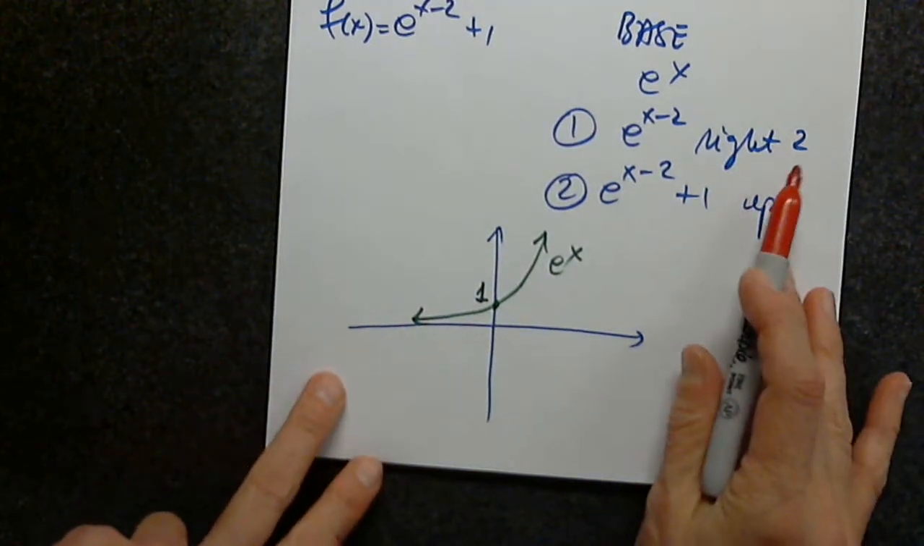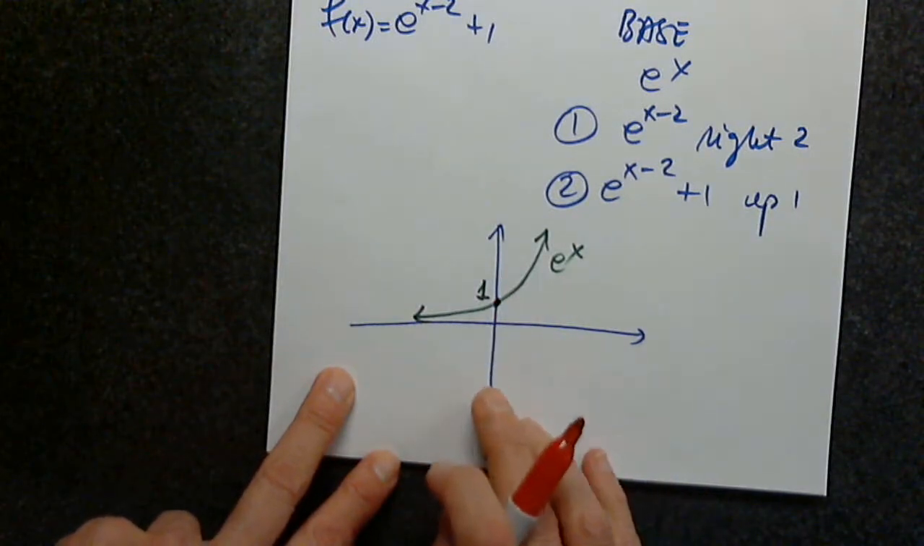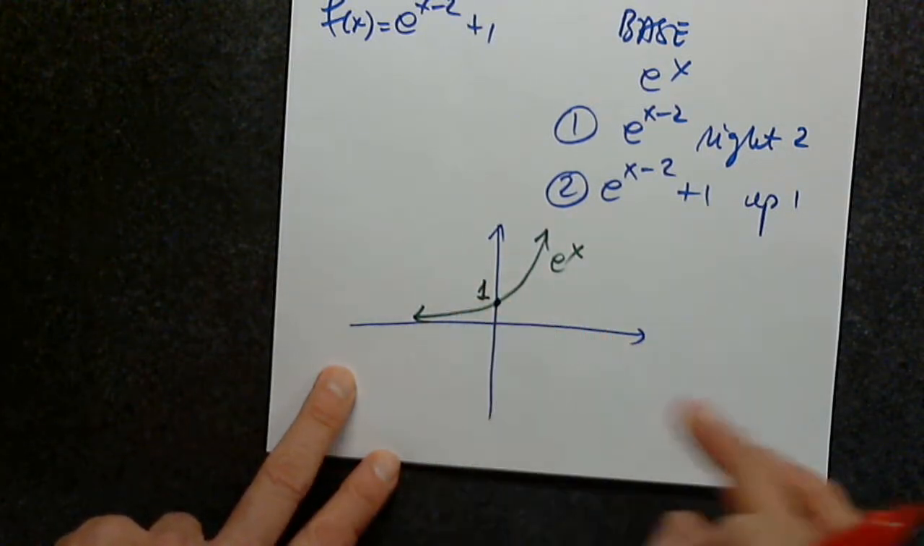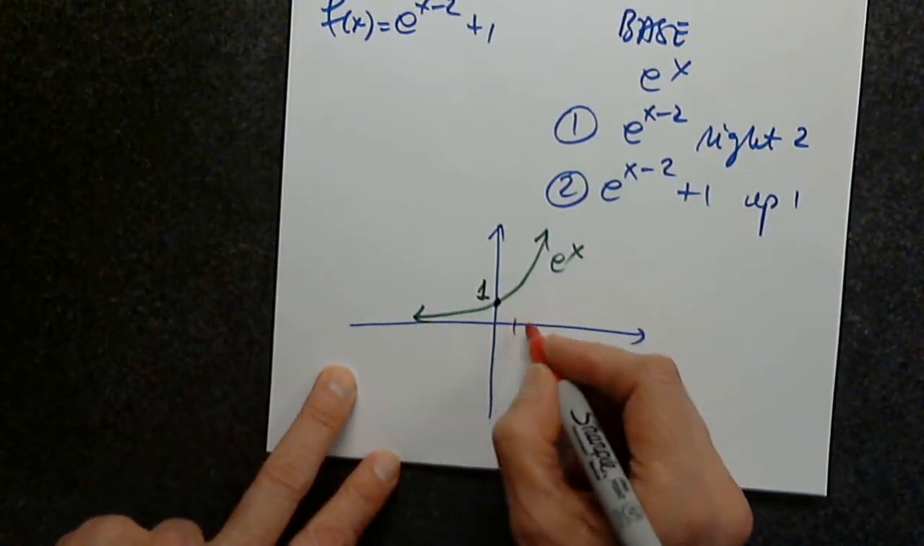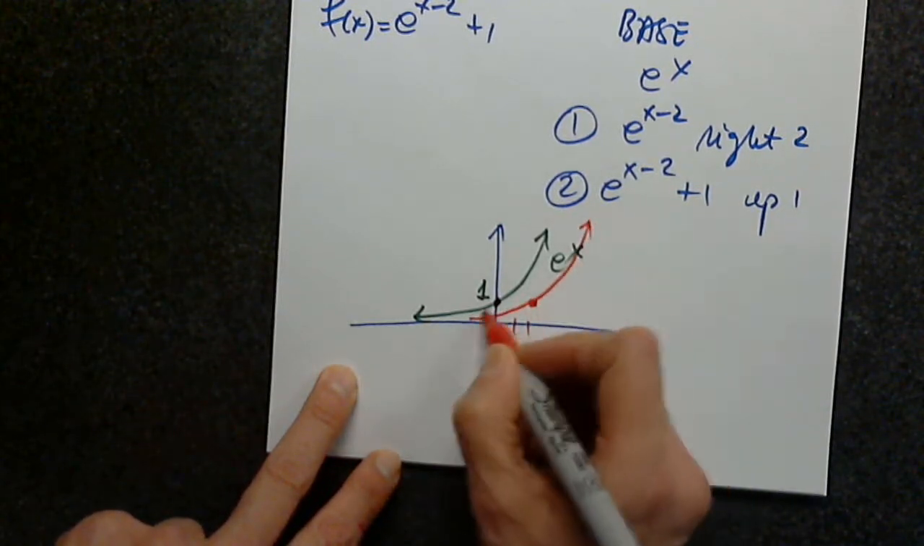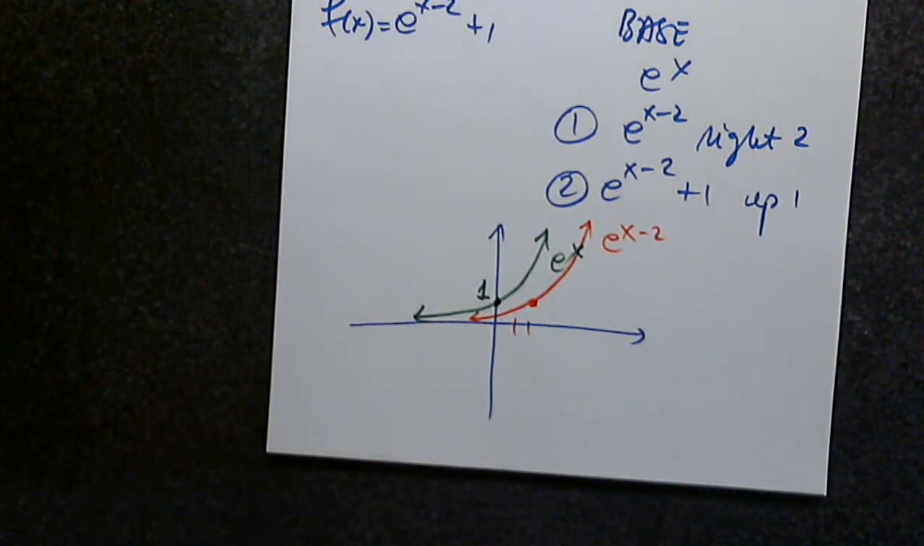Then you told me to shift it to the right. Give me the marker. Tell me, where does it go? To which point? From (0, 1) to which point? (2, 1). Awesome. Here it is, (2, 1). So this is e to the x minus 2. Perfect.